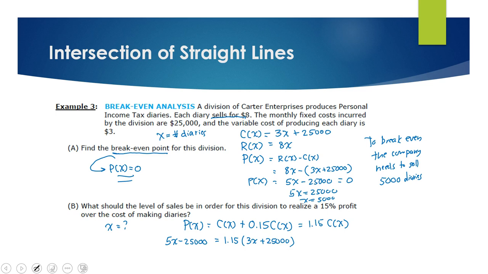So I'm just going to simplify and solve this for x. 5x minus 25,000 doesn't change much over here. It's pretty much simplified. 1.15 times 3 is 3.45. 1.15 times 25,000 is 28,750. I'm going to subtract 3.45x from both sides. I get 1.55x minus 25,000 equaling 28,750.